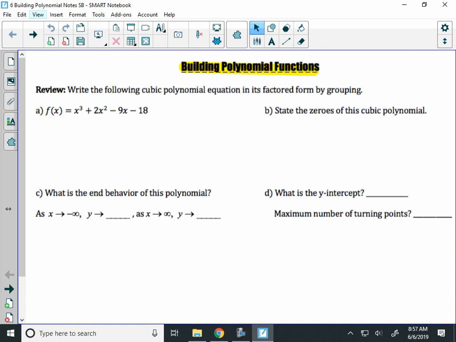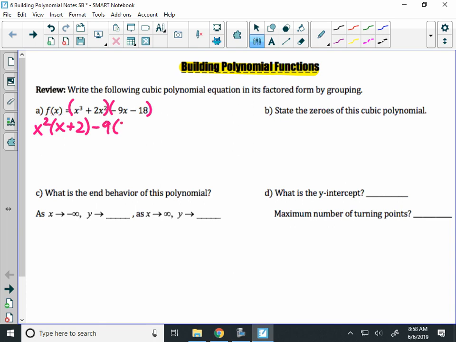The reason we're going to group is because there are 4 terms. So when you group, remember you put the first 2 terms in a set of parentheses and the last 2. You look for a GCF for each group. The first group looks like it has an x squared in common, so we would have x squared times (x plus 2). And the second group has a negative 9 in common, and when I divide that out, I get an x plus 2. Well, when I rewrite this, I get (x squared minus 9)(x plus 2), which normally is factored form.